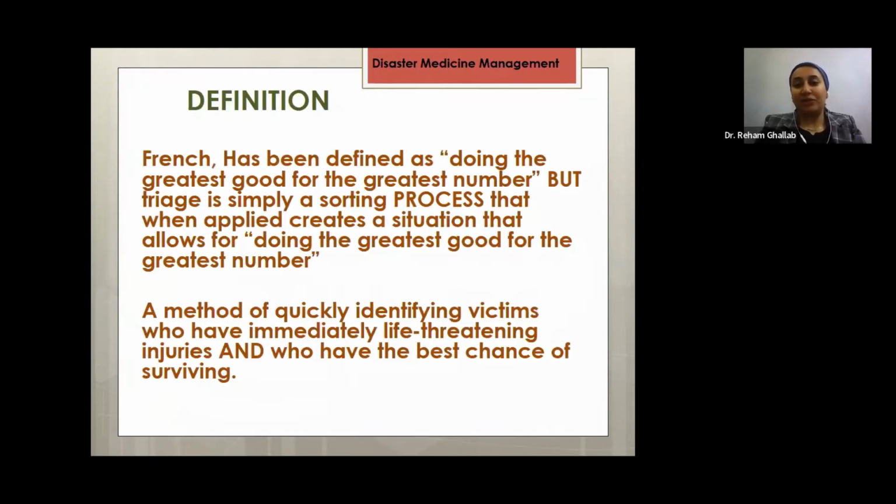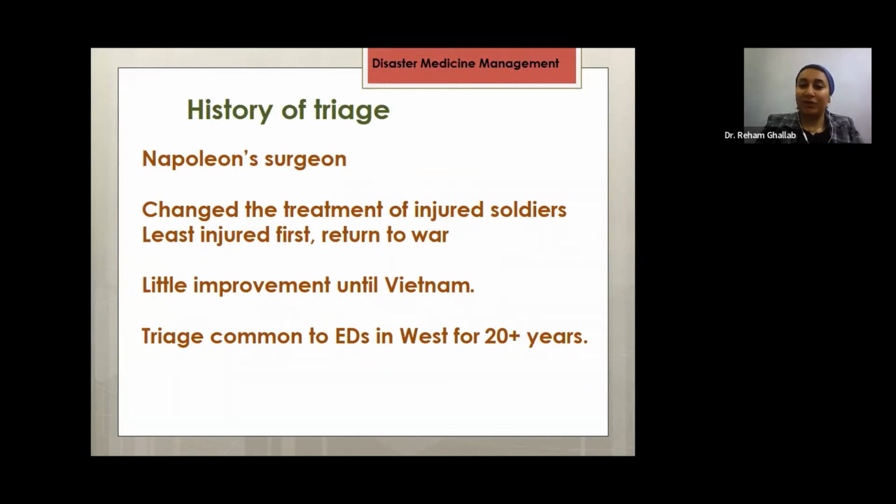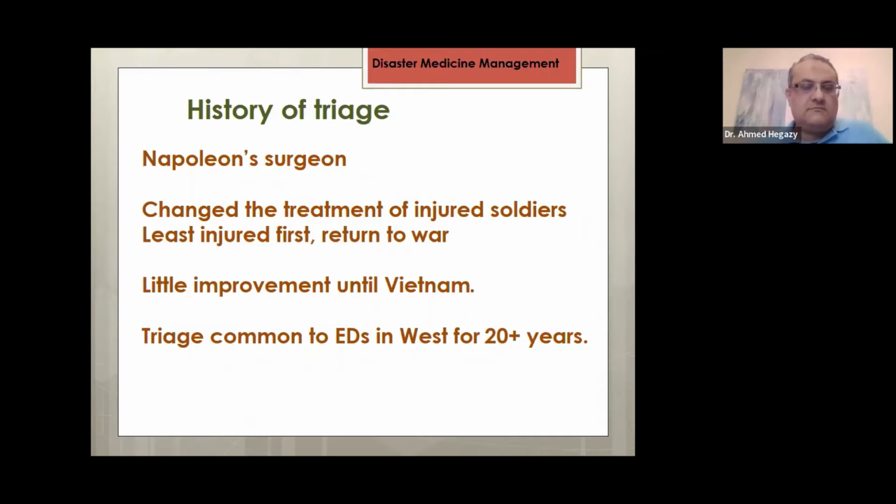Triage, as I told you in the last session, is a French term. The first to implement triage was Napoleon Bonaparte in his wars. He returned the injured soldiers to the war as soon as possible to have as many soldiers as he could, and he delayed the most injured soldiers, who had only a little chance of improvement, until the Vietnam War.